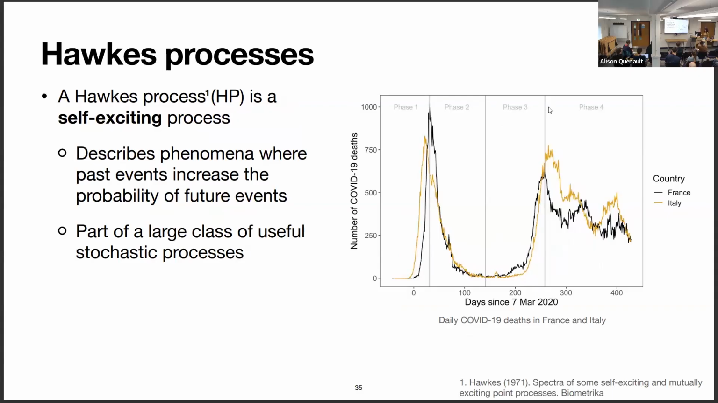And so a Hawkes process is a self-exciting stochastic process. So we can basically use them to describe any phenomena where one event happening increases the probability of future events happening. Whereas if you have something like a Poisson process, your events are happening independently of one another.